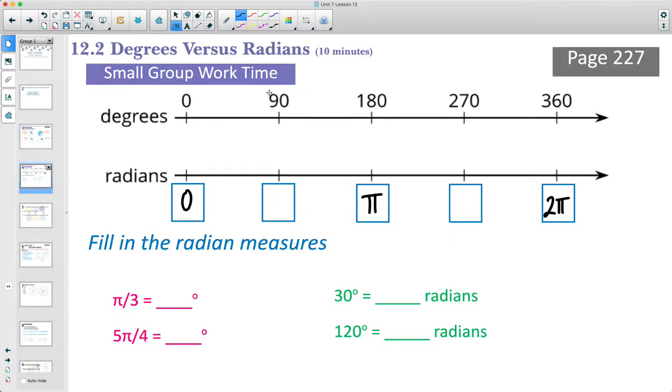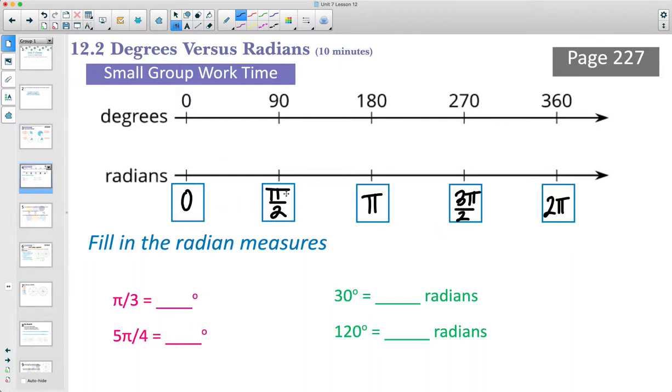Then when you're looking at 90, 90 is halfway between 0 and 180. So this radian is going to be halfway between 0 and pi, or half of pi. And then same thing here, 270 is halfway between 180 and 360. So we're going to be halfway between 1 and 2, which is 1.5, or as a fraction, 3 pi over 2.